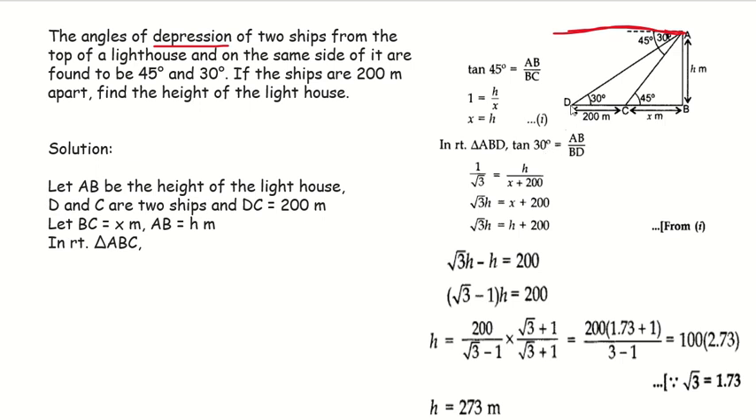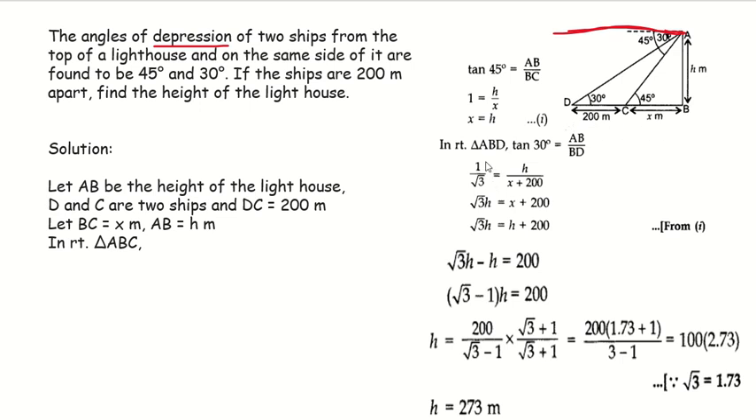Next I am going to take the overall triangle ABD. In triangle ABD, what is tan 30? Tan 30 is equal to opposite AB by BD. What is tan 30 here? 1 by root 3. What is AB? AB is h. So it is h by, what is the overall BD? You will say x plus 200.